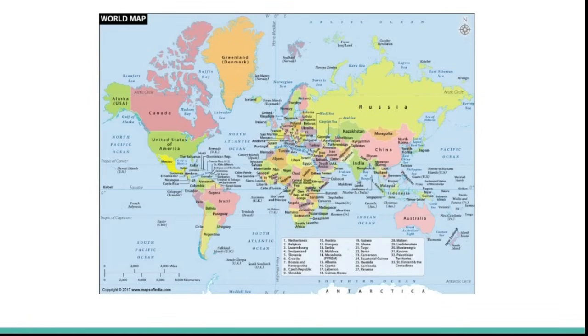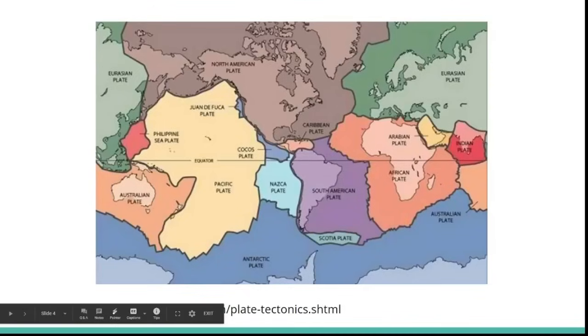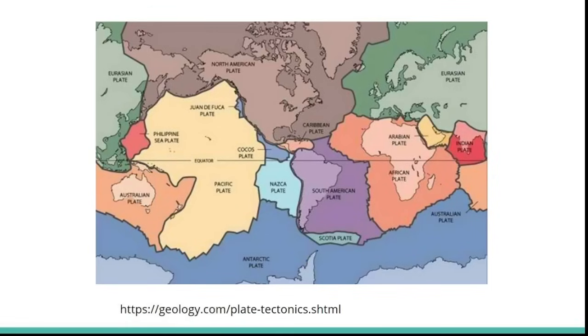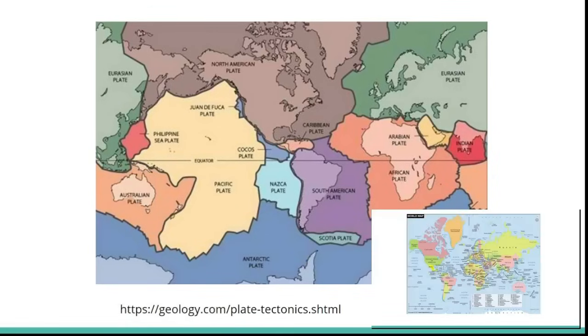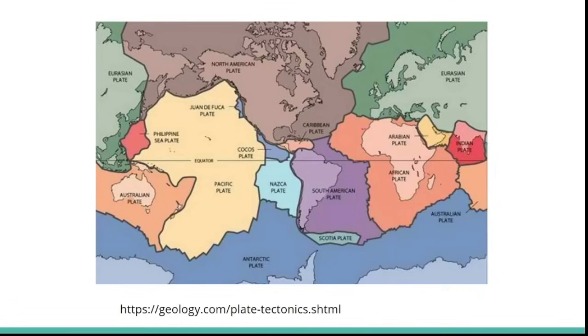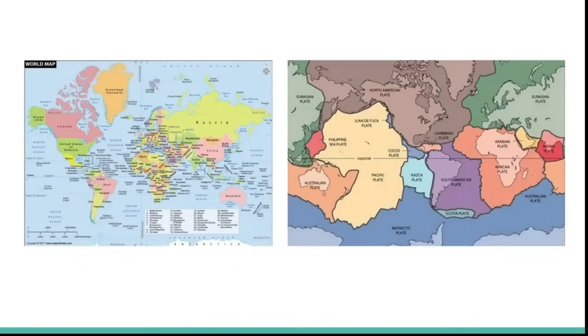Now, let's see the next map. Have you seen this map before? What is this map all about? Is the world shown in the first map different from the world shown in this map? Now, let's place them side by side. As you can see, both are maps of the world.